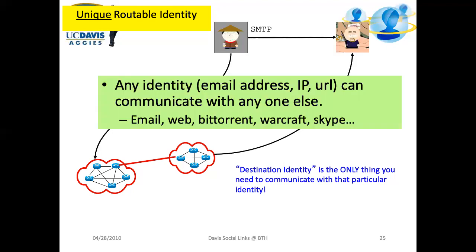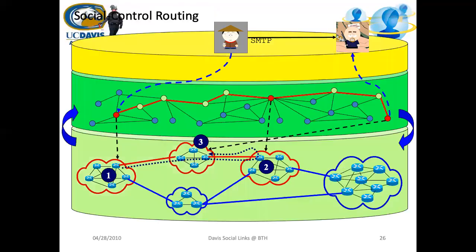Okay, so I'm going to challenge this. This is the form of any kind of identity, including email address, including IP address, including URL. And if a URL is the only information I know to communicate with you, that becomes a routable identity. So how do I do that? I insert another layer, a social layer, just the way I insert the email social contact. I insert a social layer into the communication.